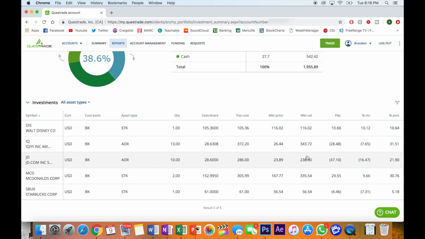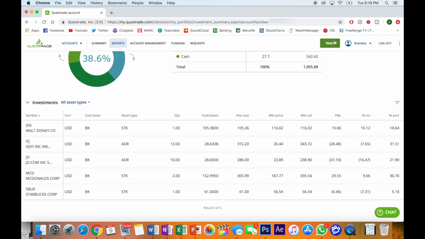Meaning that the market value of my position is now $238. So it was $286. It's slid down to $238. In other words, I've lost about $47 on this position, which is down about 16.47%. And again, this position represents about 21% of my total portfolio. So let's move on, guys, to the next page. That kind of wraps it up for this little summary page of the individual account.